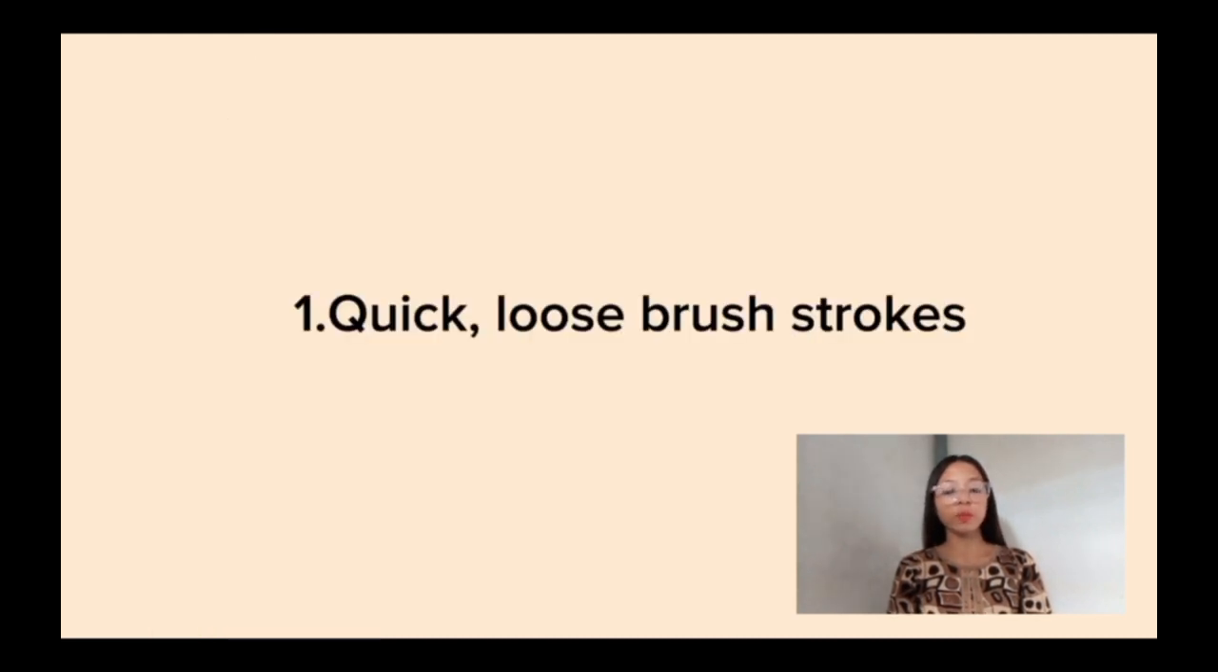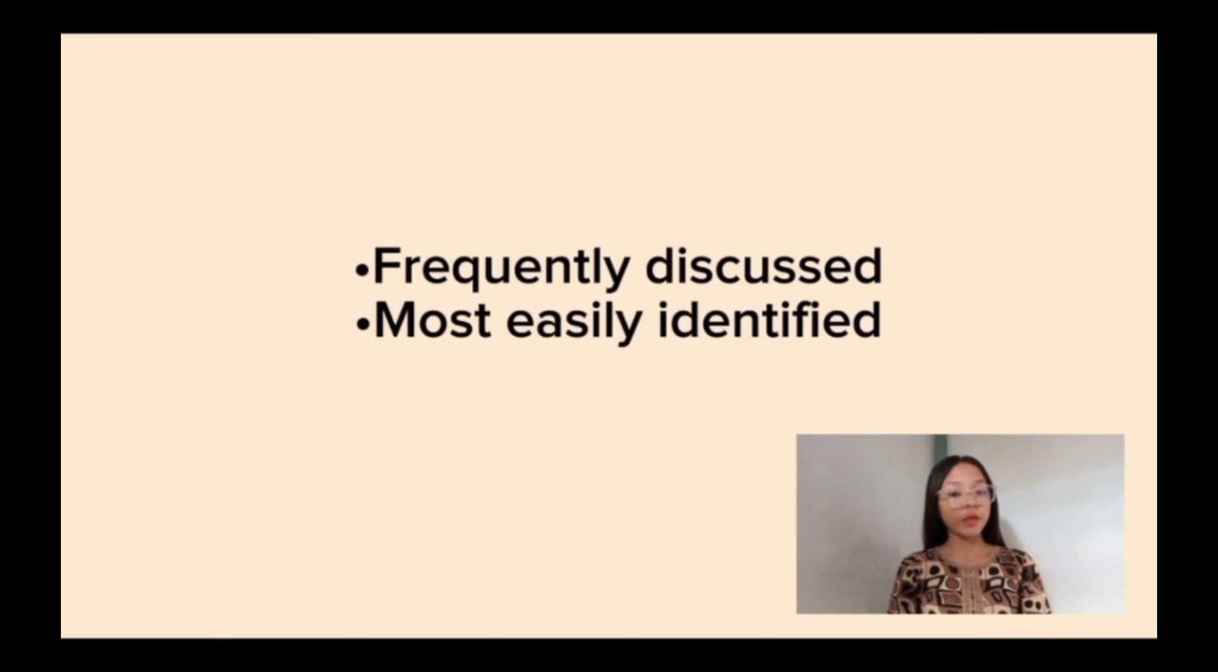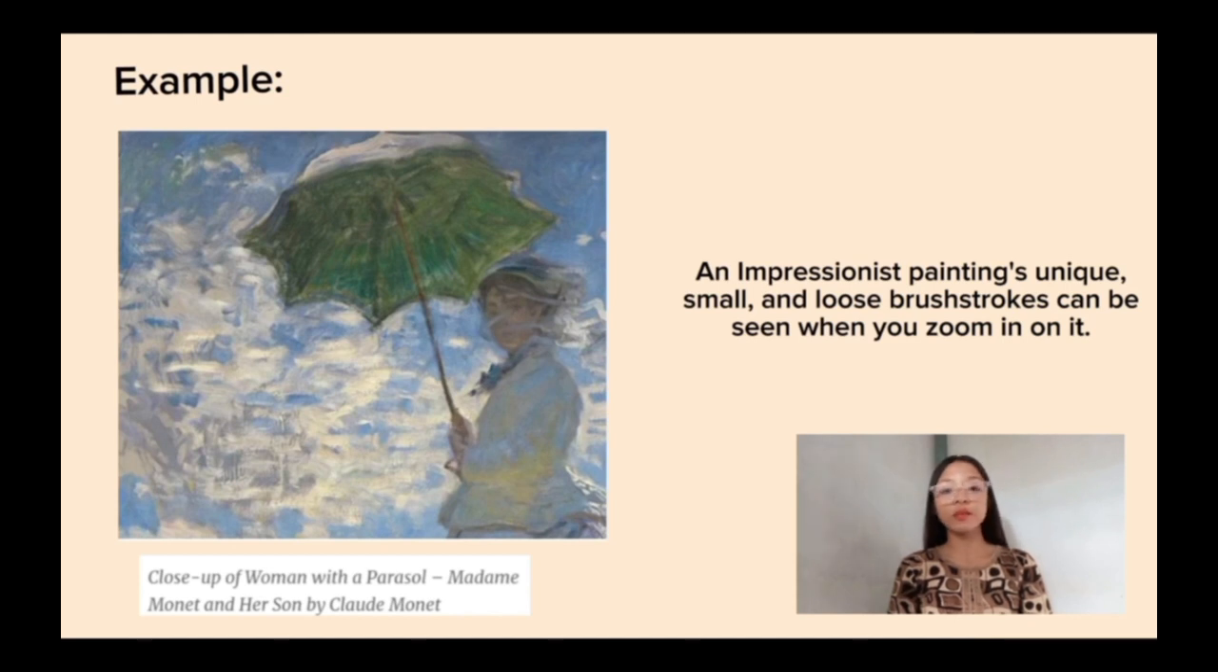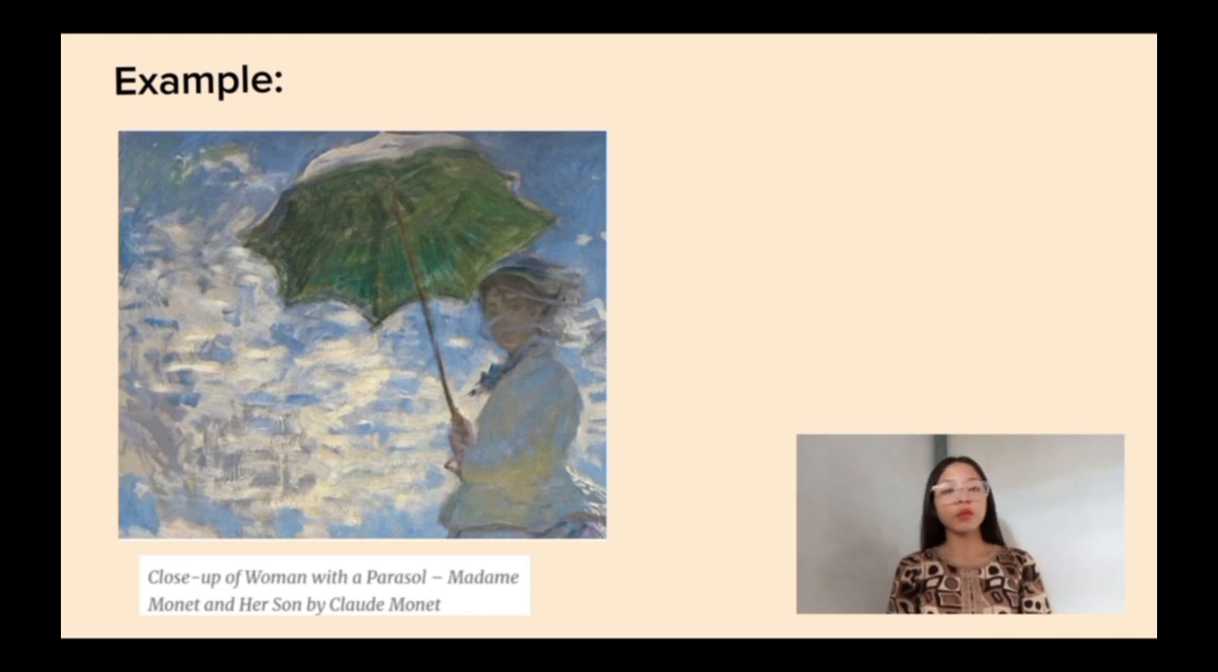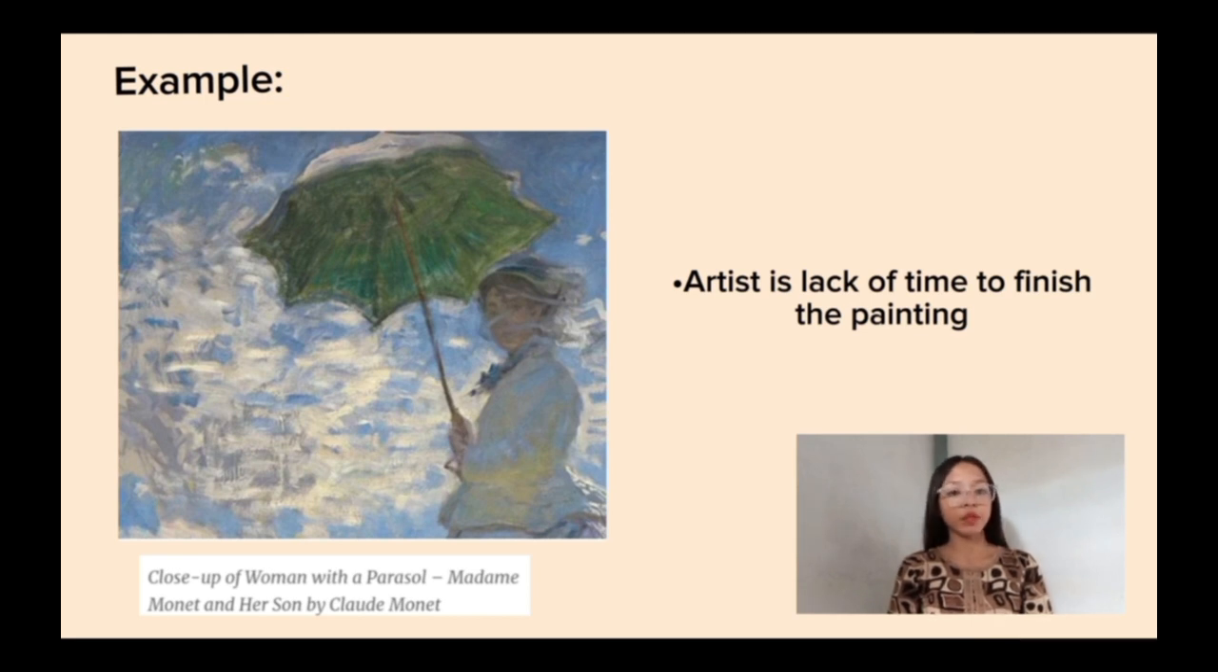The first characteristic is the quick loose brush strokes. This is likely the Impressionism art characteristic that is most frequently discussed and most easily identified. An Impressionist painting's unique, small, and loose brush strokes can be seen when you zoom in on it. This is due to the fact that the artist frequently lacks sufficient time to complete these images.